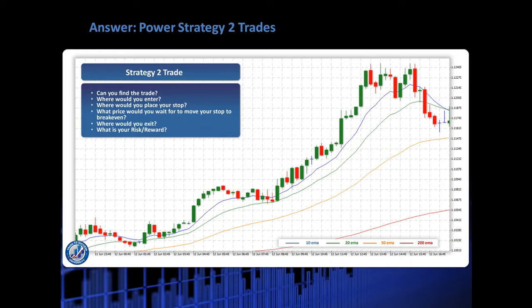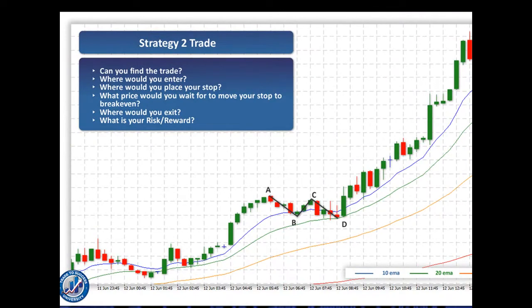Now, of course, we're going to be going for an ABCD down move because we're going to be going long. And so our ABCD is this one here. Where are we going to be entering? Of course, the D point. We're going to be buying at the D point. We're going long. Where are you going to be placing the stop?